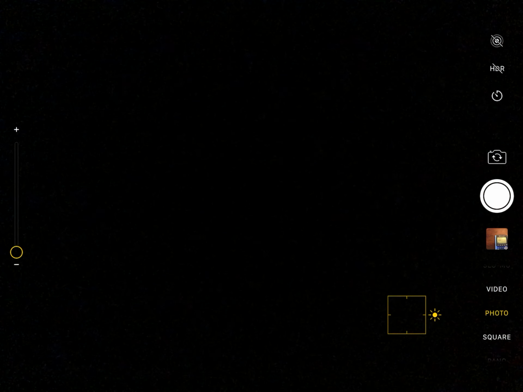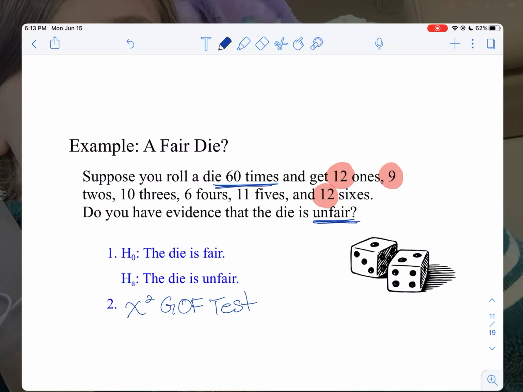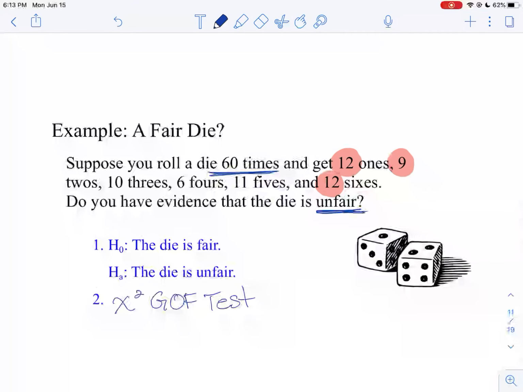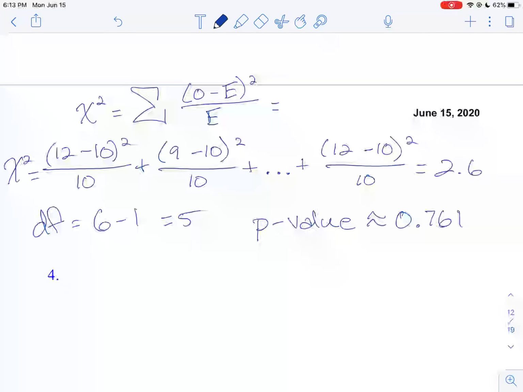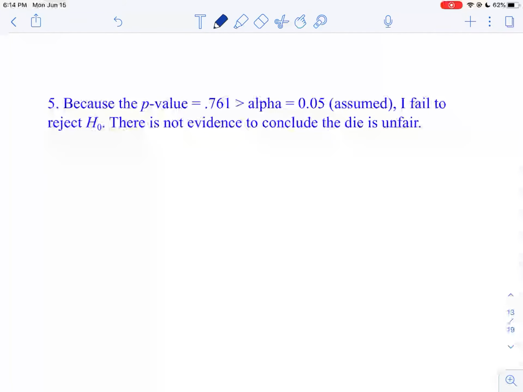All right, so let me go back to our notes again. And so what does that mean as our conclusion then, if our p-value is 0.761? Just the same as we always do, because the p-value 0.761 is greater than alpha, I don't think they gave us one, so assumed to be 0.05, I fail to reject H naught. There is not evidence, and I go back to the context of the question, to conclude that the die is unfair. Okay? So that's it for a chi-square GOF test.